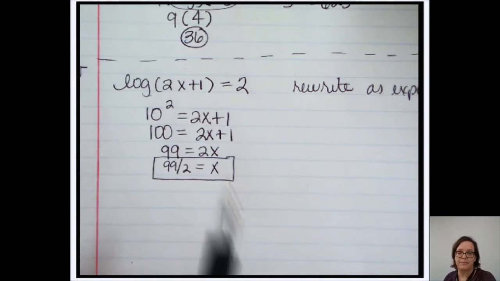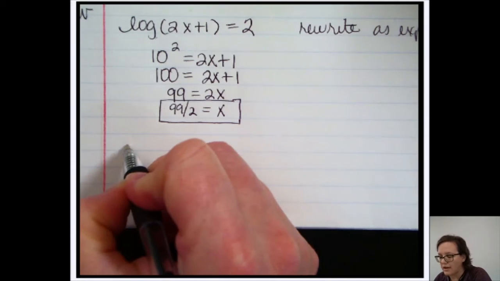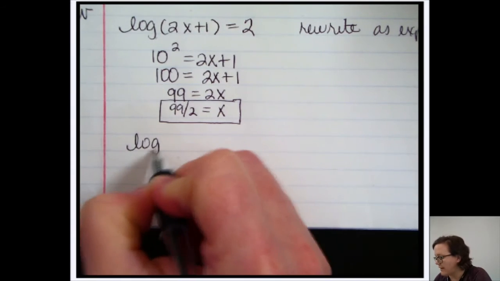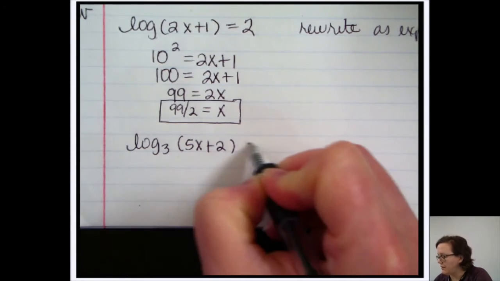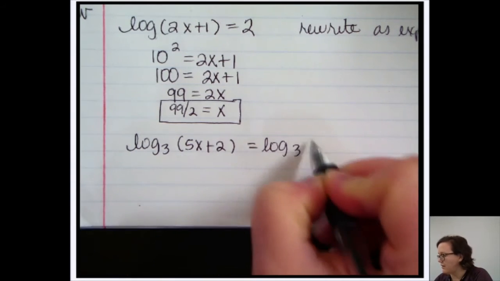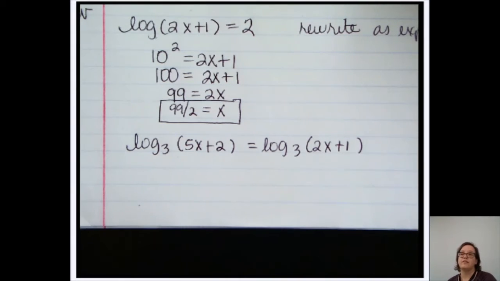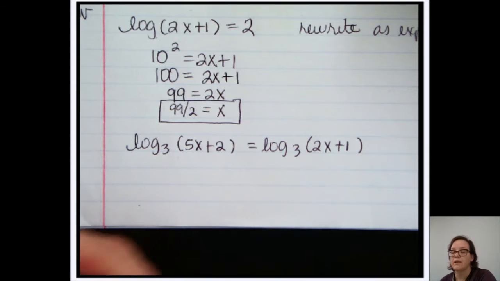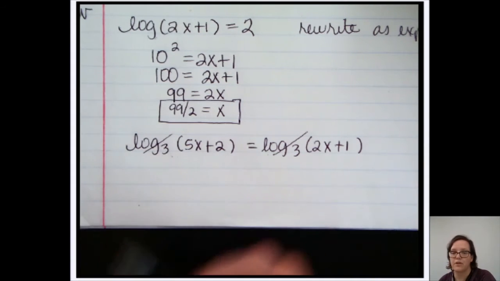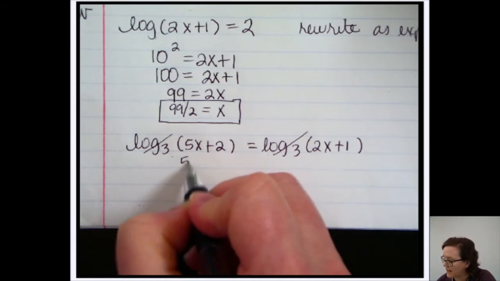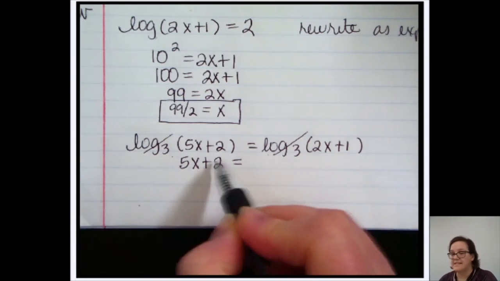The other kind that we already know how to solve is when we have a log equal to a log. So let's say we had log base 3 of 5x plus 2 is equal to log base 3 of 2x plus 1. This is the other scenario we had. Now in this case, since they had the same bases, all we had to do was drop the logs, and it became just the parentheses equal to each other.